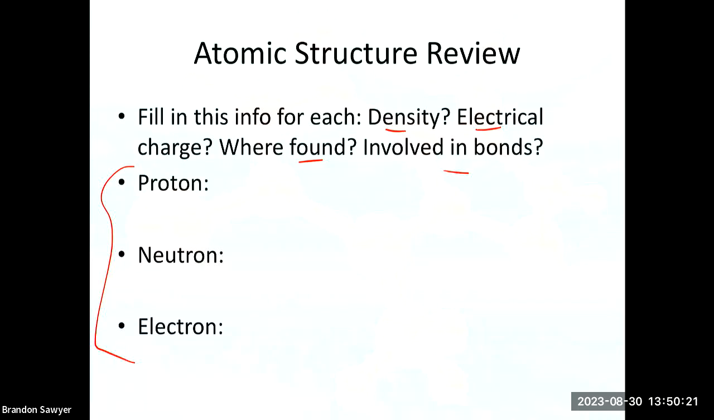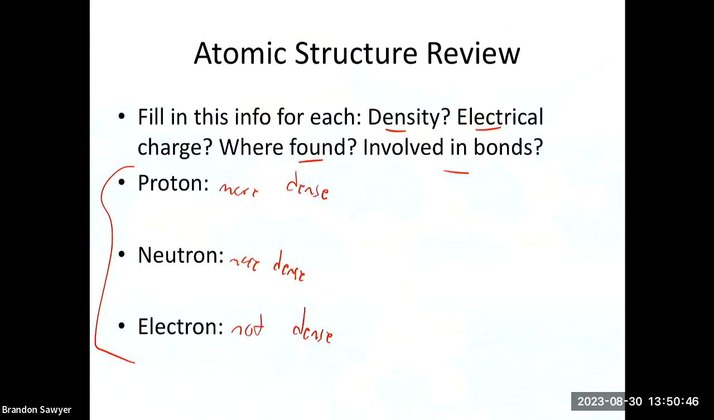All right, how we doing? We got this? Okay, let's walk through this. So let's start with the density ones. Which ones are known to be not dense at all? Electrons, right? So not dense. And then protons and neutrons are definitely more dense.